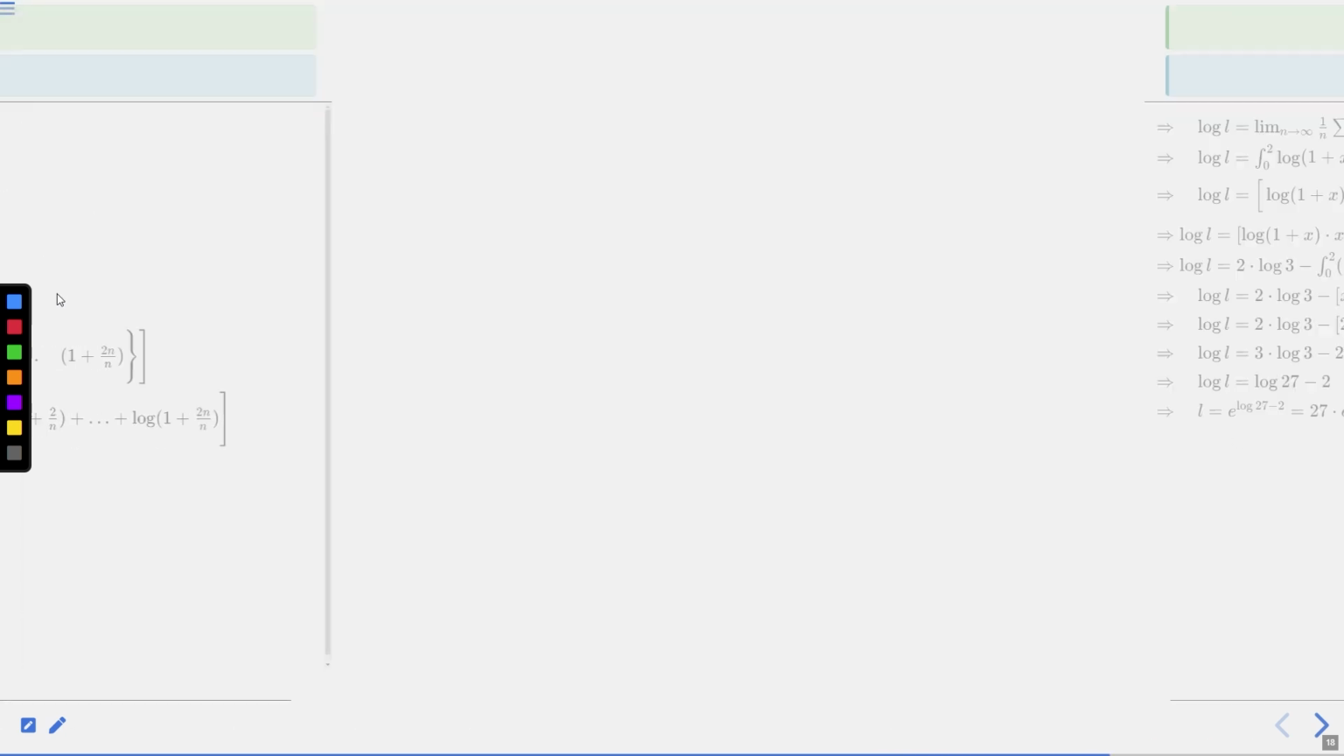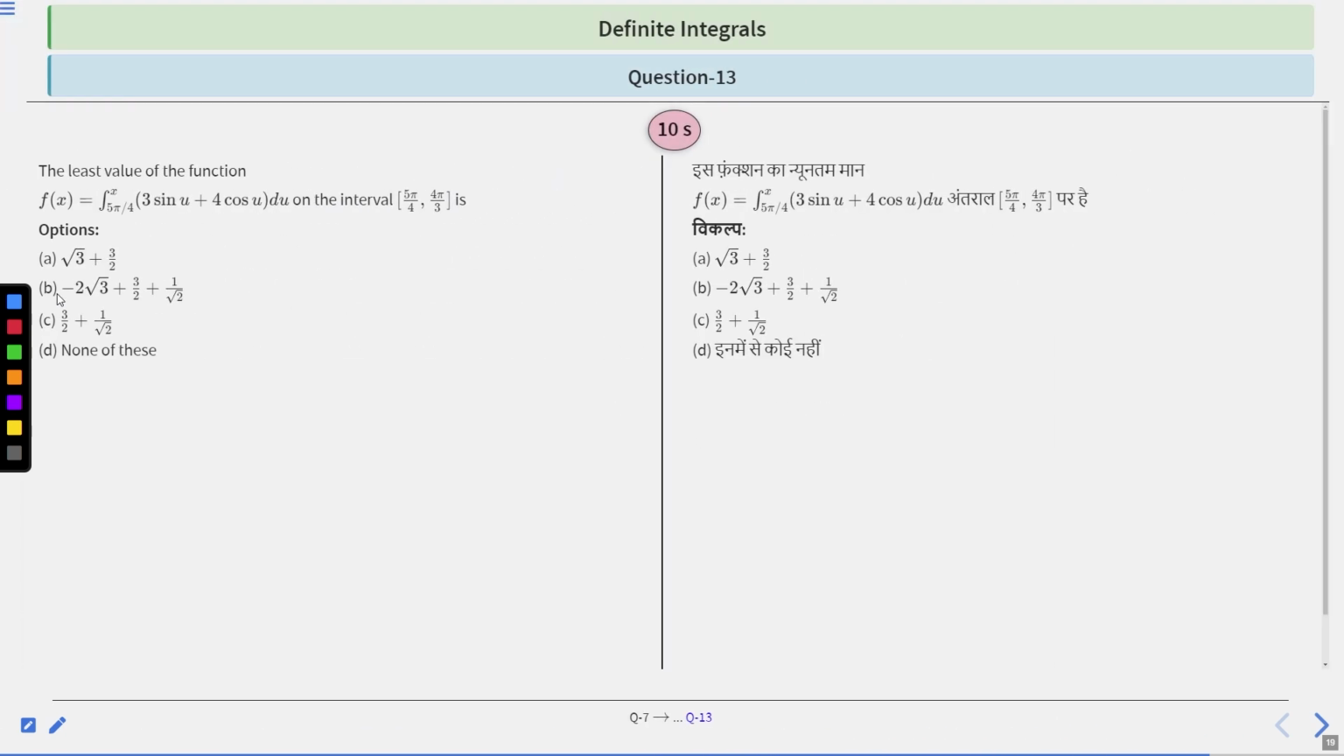Now, let's move to the next question, question number 13, which says the least value of the function f(x) equal to integration of 5 pi by 4 to x of 3 sin u plus 4 cos u du on the interval 5 pi by 4 to 4 pi by 3 is. We have to find the least value of this function. So this is basically a maximum minimum problem.